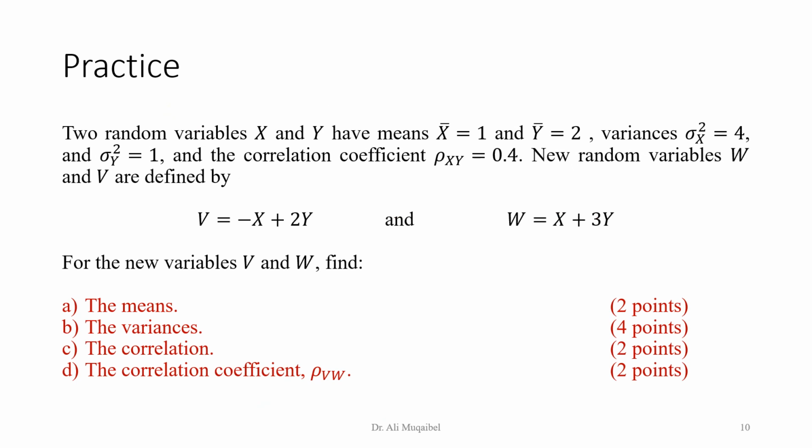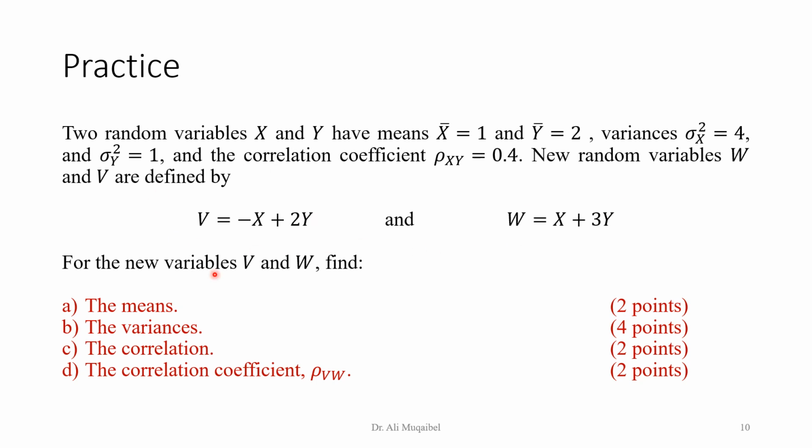Now let's conclude this part with the following exercise. Once more, please, if you know the answer, write your answer down in the comment section for the different parts. So it says here, two random variables x and y have means x bar equal to 1, y bar equal to 2. We are given the means, and then we are told that the variances are 4 and 1. The correlation coefficient is equal to 0.4. Okay, we'd like you to get new random variables w and v by the following transformation.